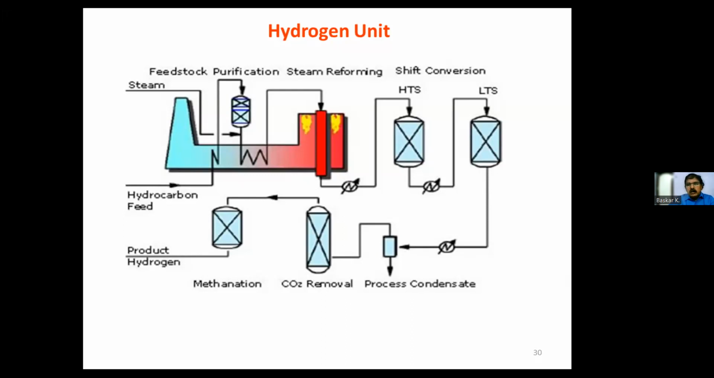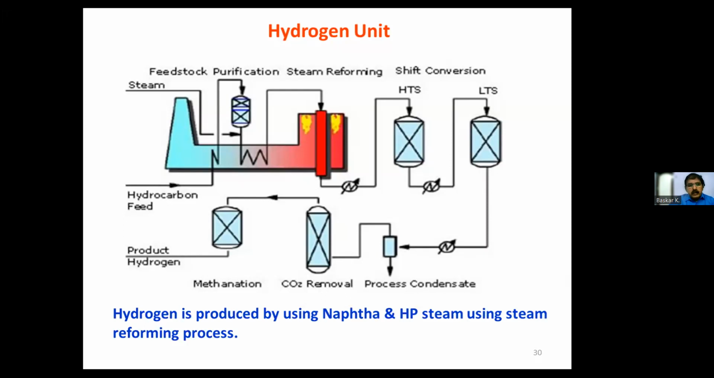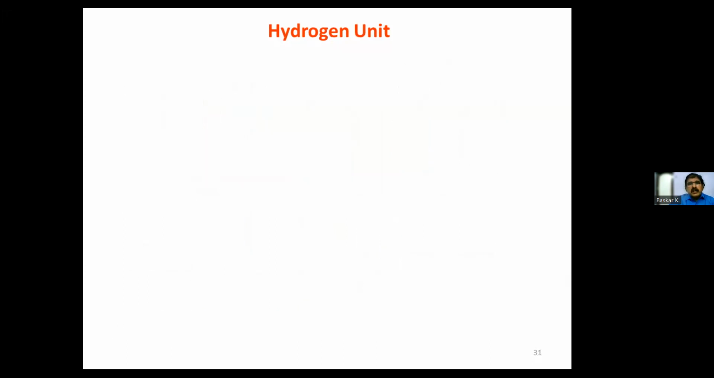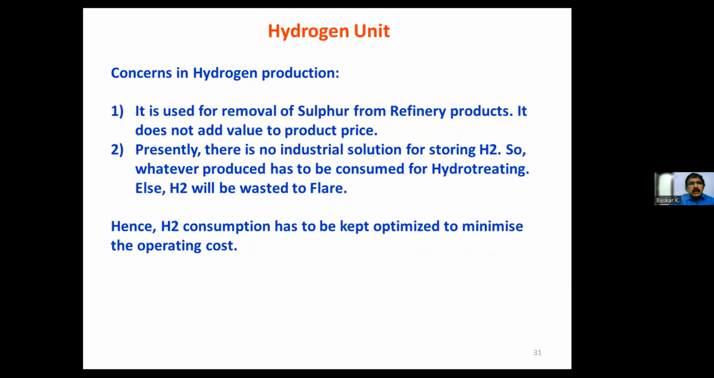Now we have taken care of the entire refinery operations. Now the product concerns in hydrogen. See, I told you, hydrogen is used for removal of sulfur from refinery products. It does not add any value to the product price. Suppose the petrol price is X rupees, and just because we are using hydrogen for sulfur removal, we are not going to get X plus some Y amount. The price is the same. Base price, refinery price is the same.